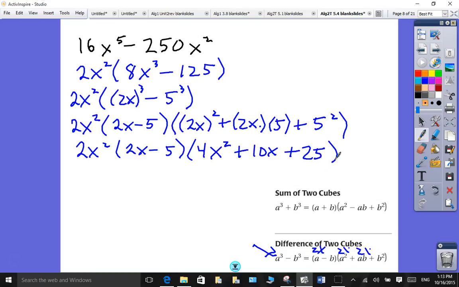But one thing to keep in mind when you're comparing this with these things right here: that's a difference of cubes, so you're going to use that formula. The B is positive 5. The minus is part of the formula. The B is positive 5. So don't use this formula and then plug in negative 5 for B. The B is positive.